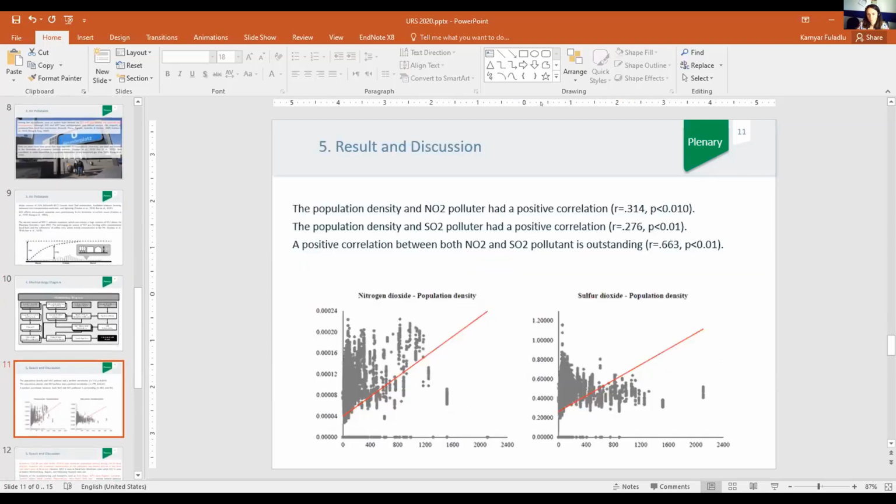Accordingly, our study finds that there is a positive correlation between population density and nitrogen dioxide, at 0.10. Of course, as you can see, the correlation is not very strong, but there is a positive correlation. The same applies to sulfur dioxide and population density. Both pollutants also have a positive correlation with each other.